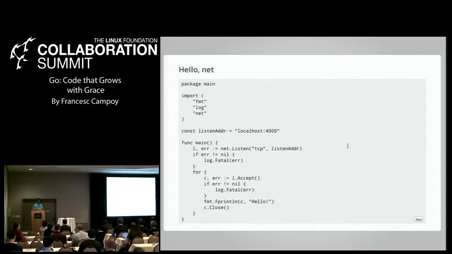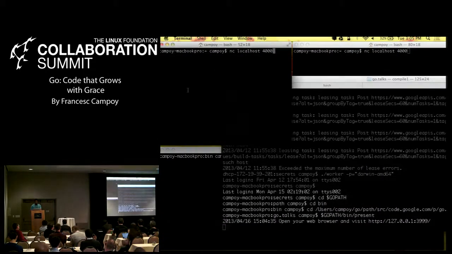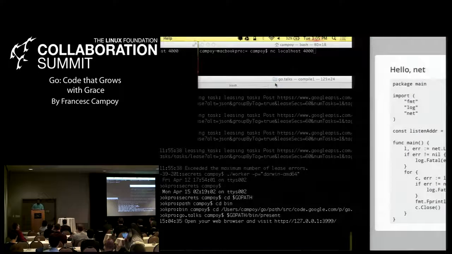So now we start with something more interesting already, since you have already seen Go. This is a hello.go. What we're doing is we are listening on one TCP port, in this case localhost 4000, and every time that we accept a new connection, we just print hello into that connection, and we close it. So if we do a little demo, if we do a netcat to there, we're going to just see hello, and the connection is closed automatically.